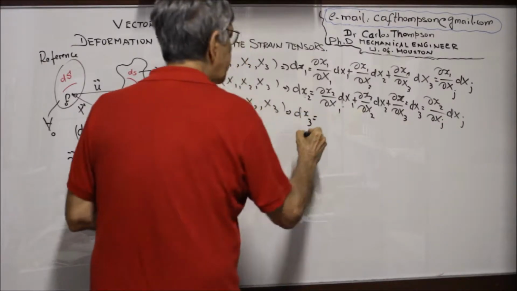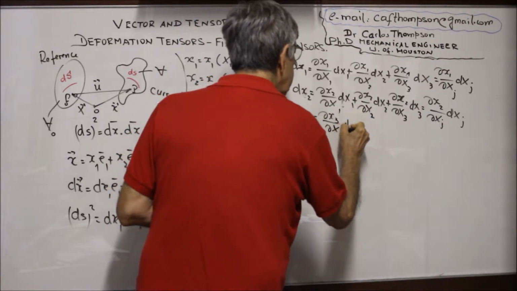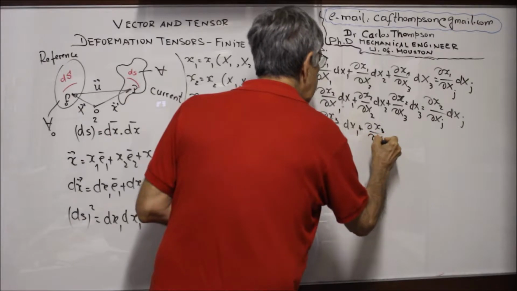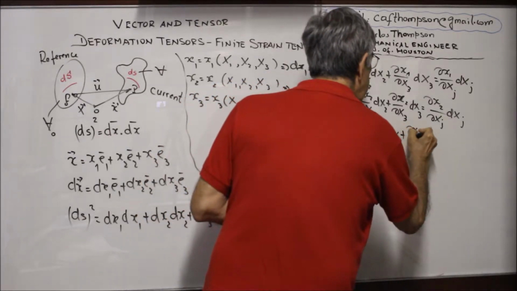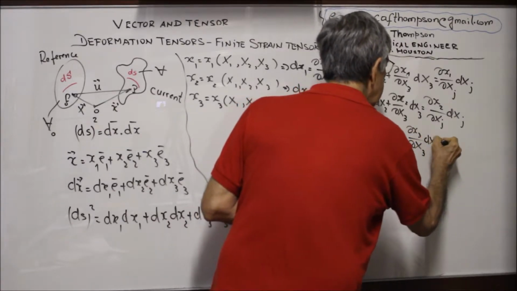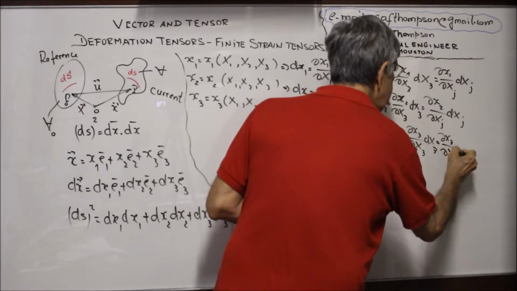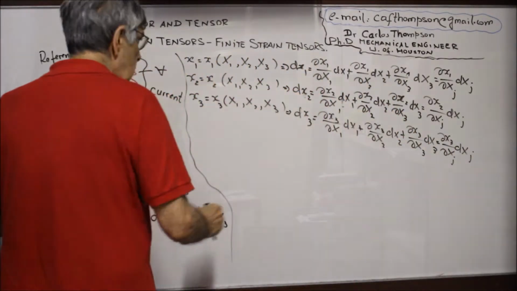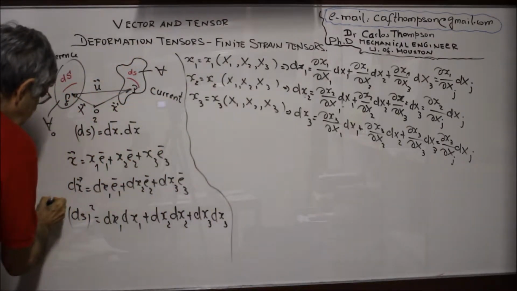Like this, dx3 is equal to the partial of x3 with respect to X1 dX1 plus the partial of x3 with respect to X2 dX2 plus the partial of x3 with respect to X3 dX3. This is the partial of x3 with respect to Xj dXj. Now let's plug this into ds squared.